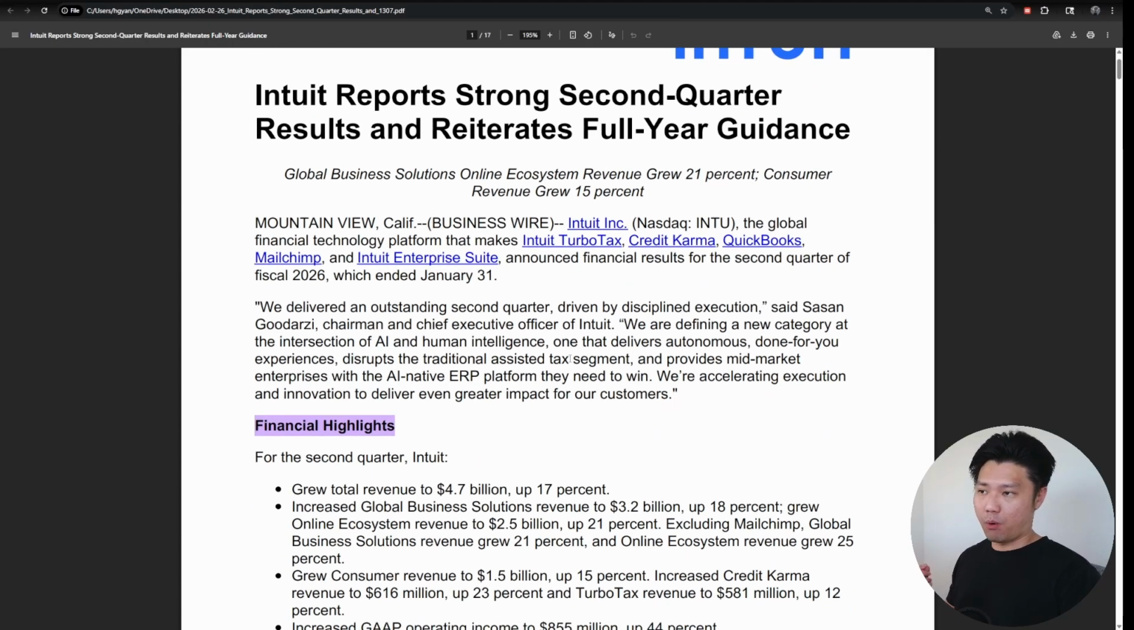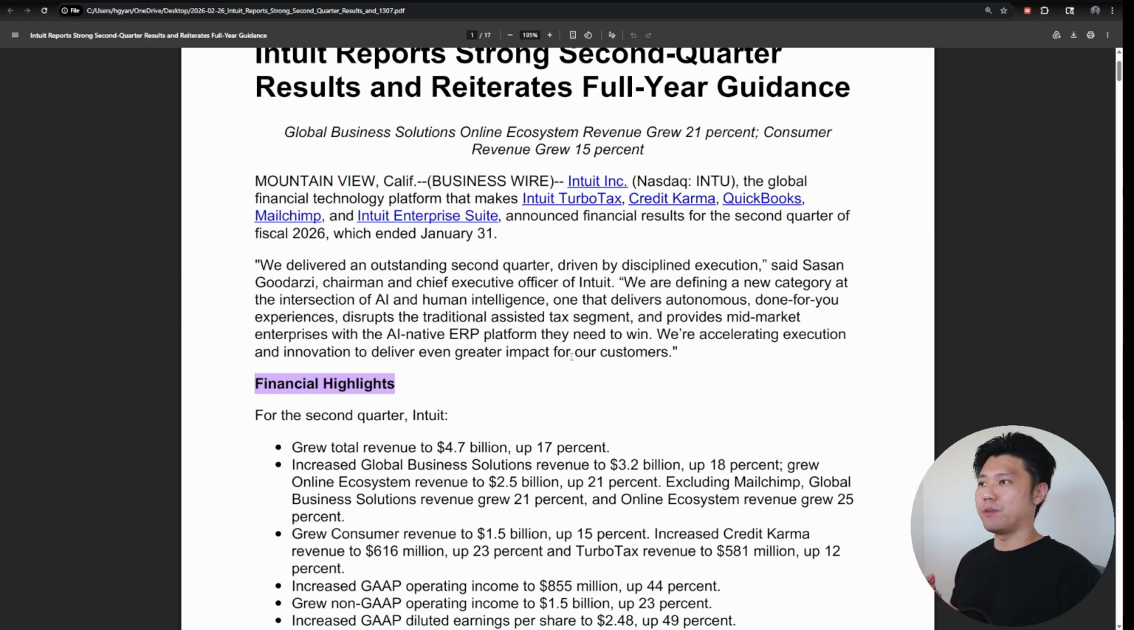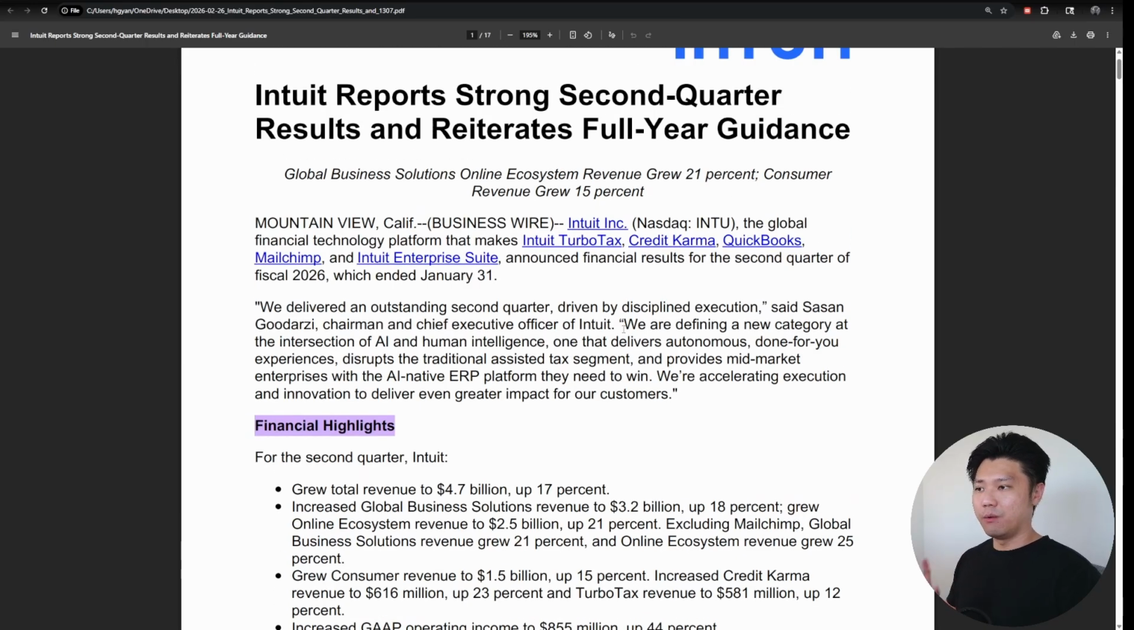And here's the most important thing in this report, if you only take away one thing. It says we are defining a new category at the intersection of AI and human intelligence, one that delivers an autonomous, done-for-you experience. They start the traditional assisted tax segment and provide mid-market enterprises with the native ERP platform they need to win. We are accelerating execution and innovation to deliver even greater impact for our customers.